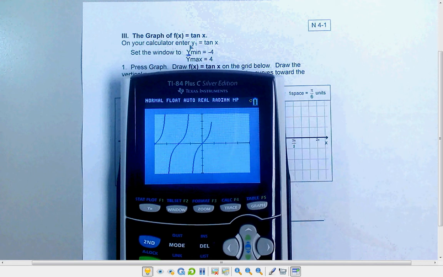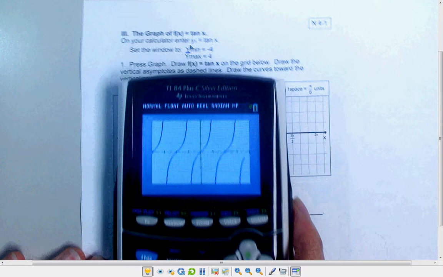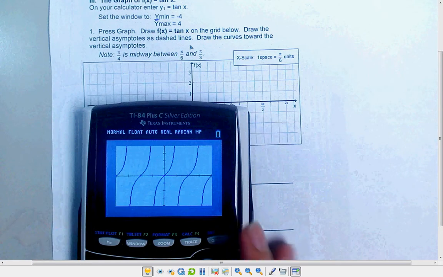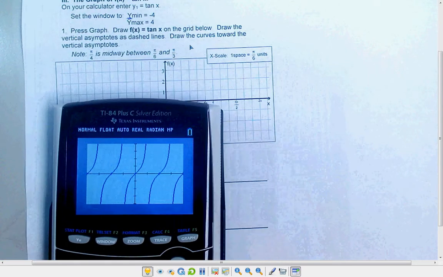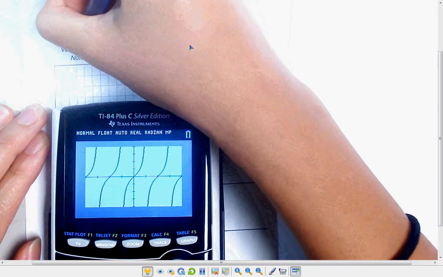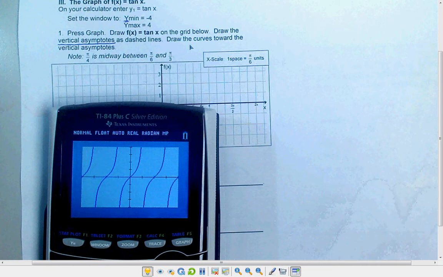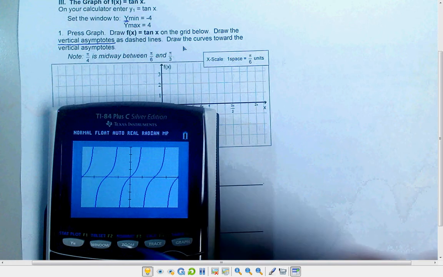So this one obviously looks a little bit different than our sine and cosine. The reason being, if you remember when we do tangent, a lot of times we actually get a number that is undefined. When you have a number that's undefined, it's going to give us something called a vertical asymptote, which is a line that your graph approaches but never actually touches. So let's first start off by drawing our vertical asymptotes.